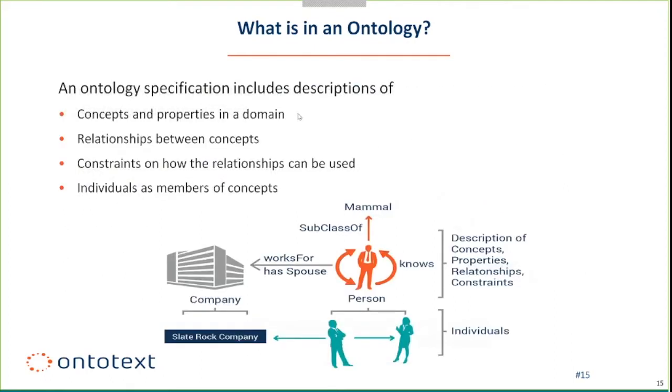Ontologies in particular include description of the concepts and properties in a particular domain, as well as the relationship between concepts. However, it also imposes constraints on how the relationships can be used, and it is also used to describe individuals as members of a particular concept.